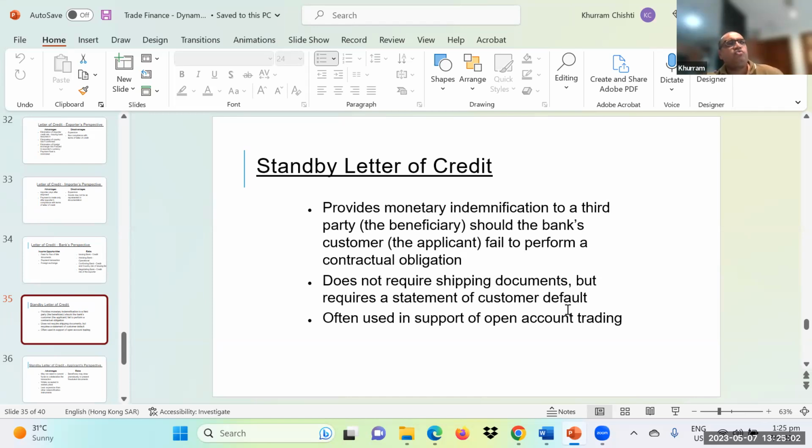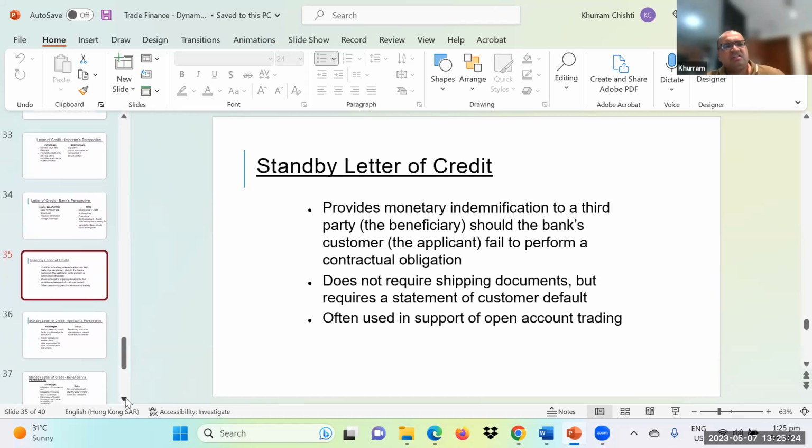It is just that if I have to draw on the LC, I have to say, Almaya, I will go to my bank, State Bank of India. I will say Almaya in UAE has defaulted. Please, I want to call on this LC. So please, can you write to the bank in UAE, NBF: okay, your customer has defaulted, please pay me. That's all. Often used in support of an open letter of credit. Again, a very important term for you to know.